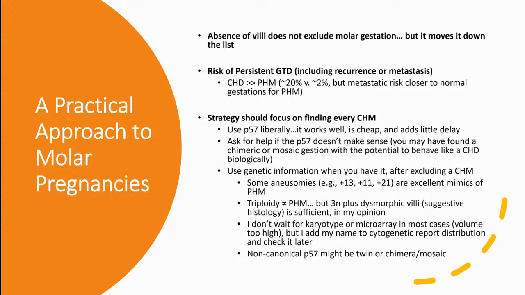The volume's just too high, they take too long. But I usually add my name to the cytogenetic report distribution and then I check it later, or it comes up on my list to check. And again, when you have a non-canonical P57, it might be a twin or a chimeric, and think about those possibilities.